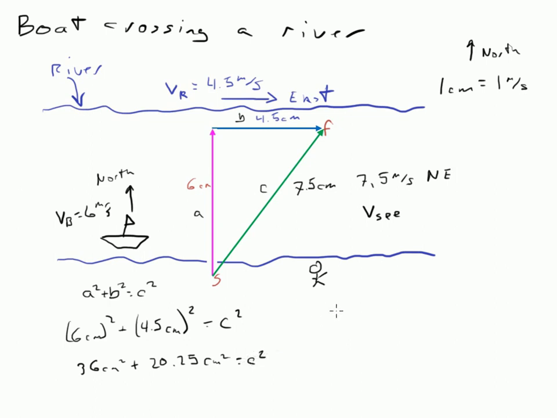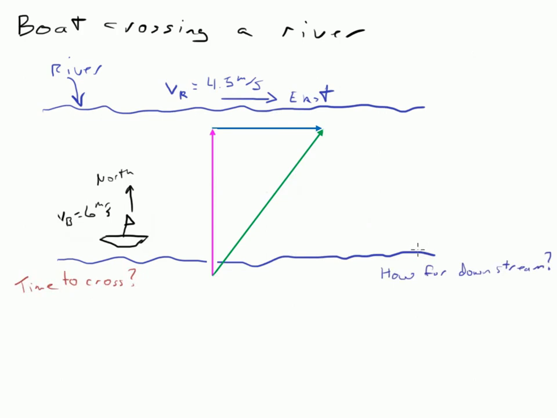And so that gives us 56.25 centimeters squared equals C squared. So again, to find C, we need to unsquare. So we take the square root of both sides, and that gives us the 7.5 centimeters that we had in the first place when you measured it. So you can just draw it out to scale and measure it, that's fine. You can also use the Pythagorean theorem to figure it out if you'd rather do that.